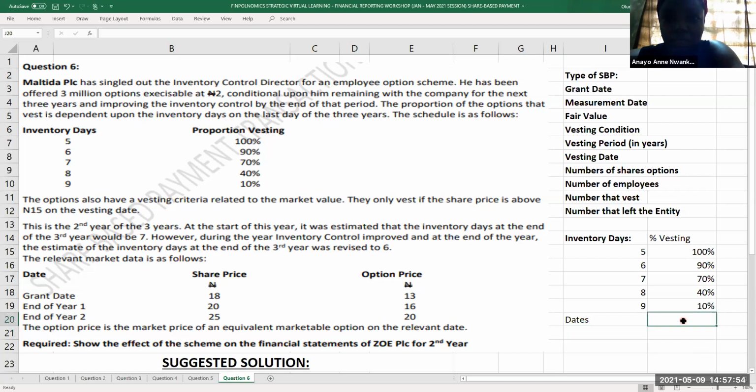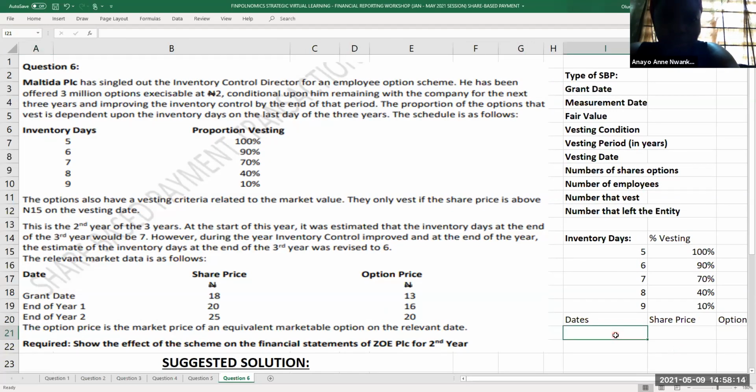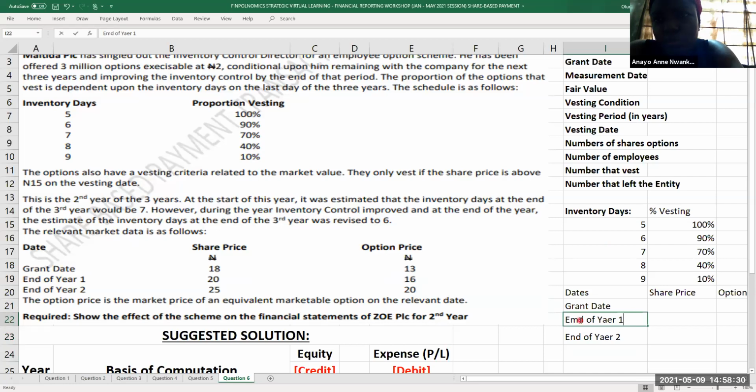Date, share price, and the option price. Grant date: share price 18 naira, option price 13 naira. End of year 1: share price 20 naira and option price 16 naira. End of year 2: 25 for share price and 20 for option price. Option price is the market price of an equivalent marketable option on the relevant date. Required: show the effect of the scheme on the financial statements of Matilda for the 2nd year. That's all.